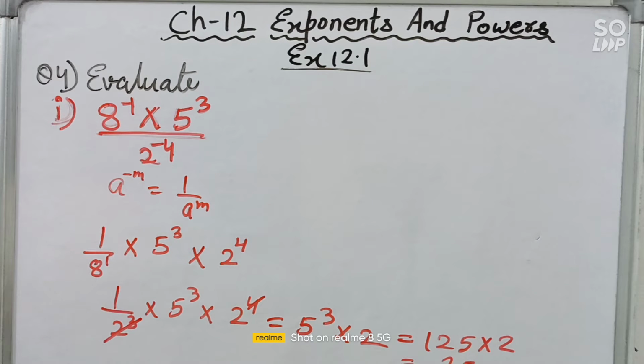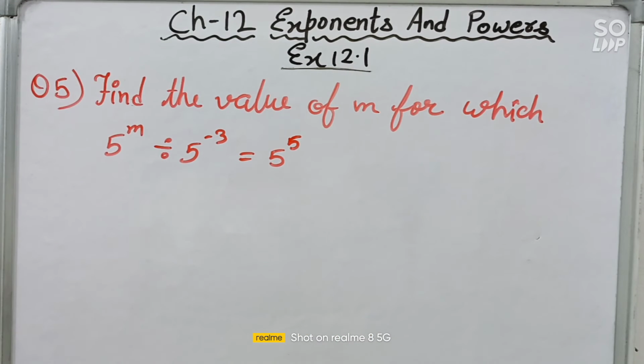250 is the value for the expression 8 raised to the power minus 1 multiplied with 5 raised to the power 3 whole upon 2 raised to the power minus 4. So this question number 4 has only 2 parts. One is solved for you, second is your homework. Come to question number 5.